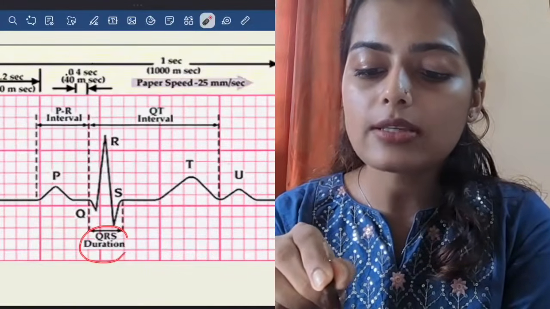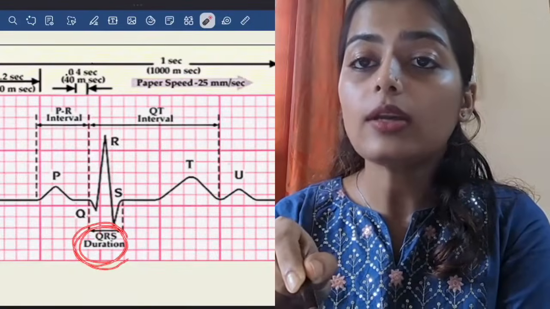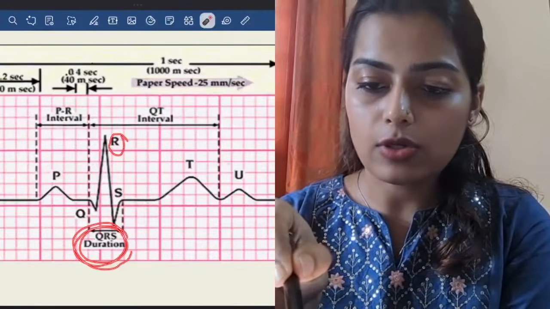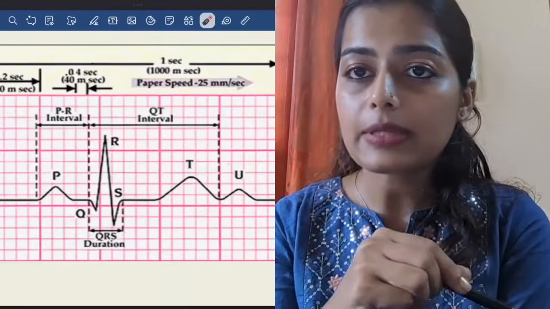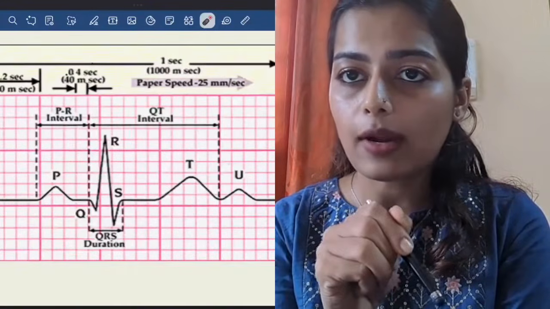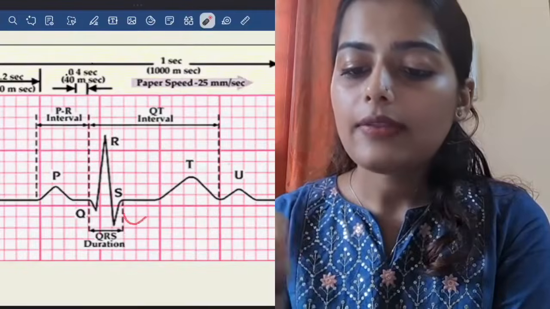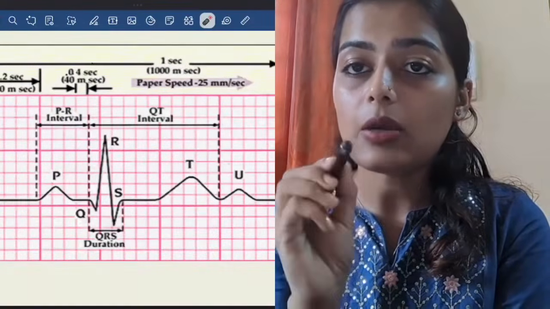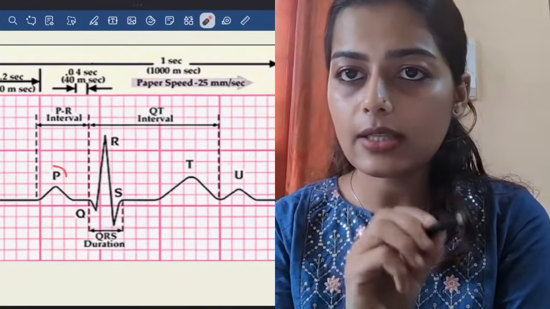Next we have the QRS complex. What does QRS complex represent? It represents ventricular depolarization. QRS complex contains the R wave also. Before that we have a PR interval. PR interval represents processes occurring before ventricular depolarization, that is AV node and bundle of His depolarization. Then we have the ST segment and the T wave together. They represent ventricular repolarization.